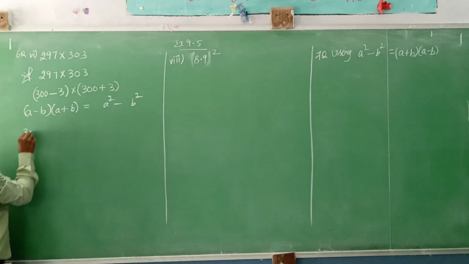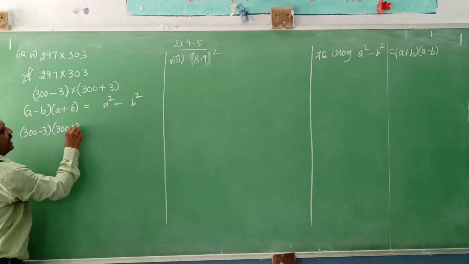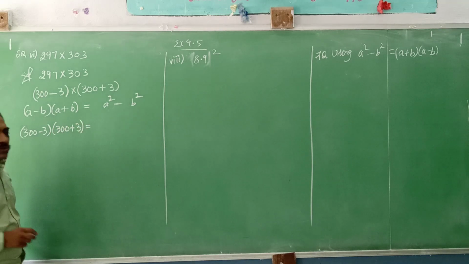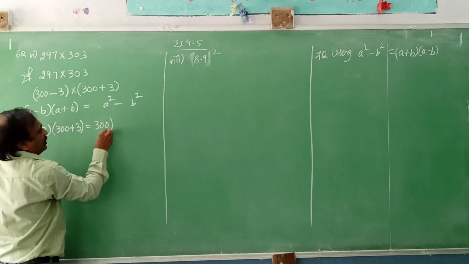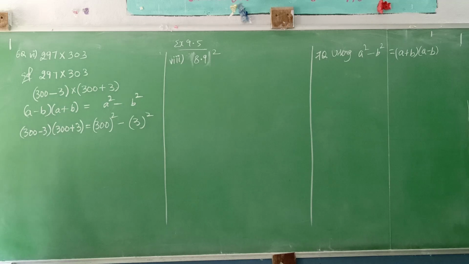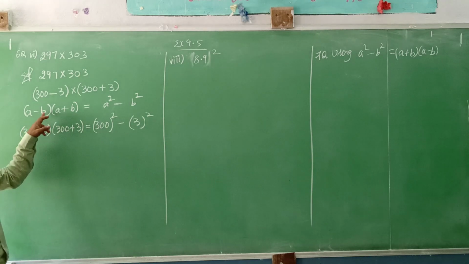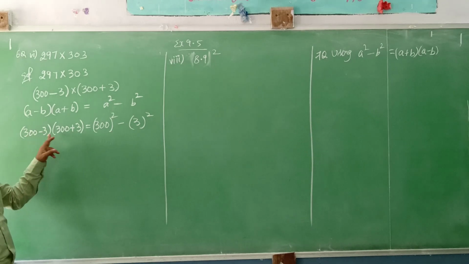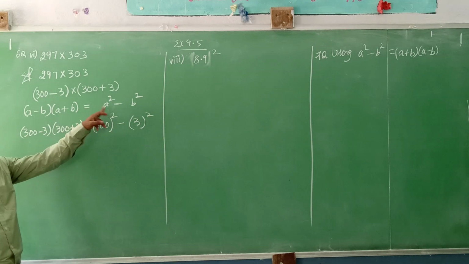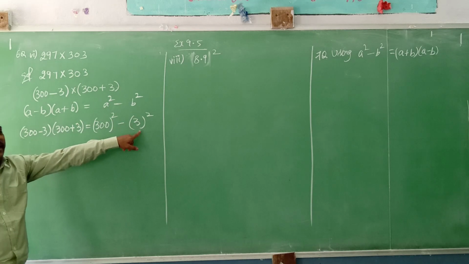So (300 minus 3) into (300 plus 3) is equal to a square minus b square, that is 300 whole square minus 3 whole square. Why did I write 300 whole square minus 3 whole square? The value of a is 300 and the value of b is 3. So (a minus b) into (a plus b) is a square minus b square. In place of a, 300 whole square, and b, 3 square.